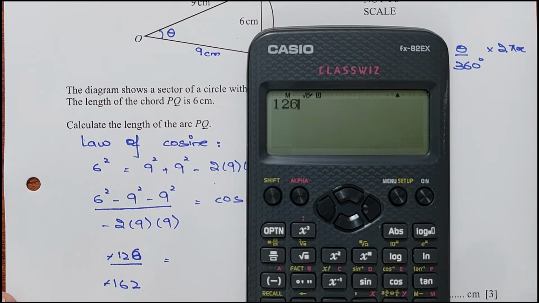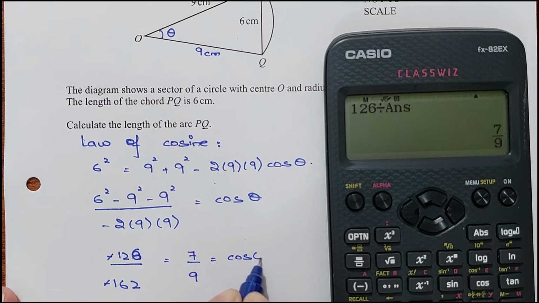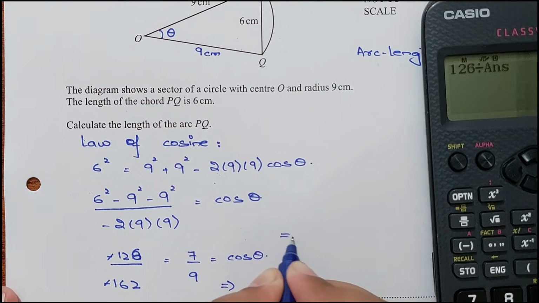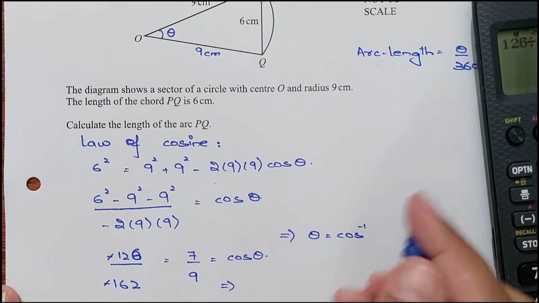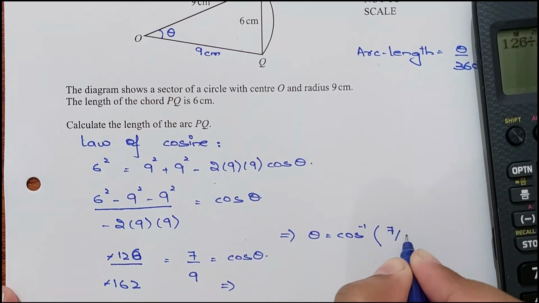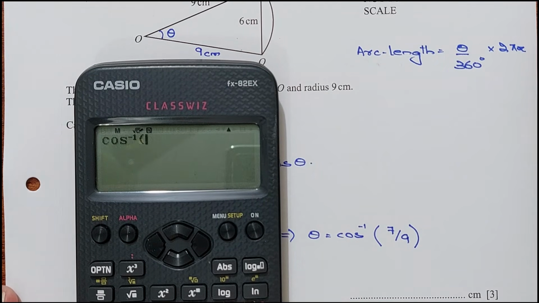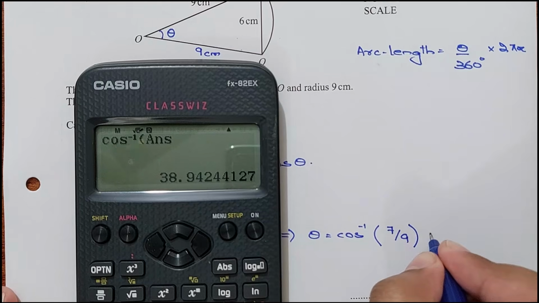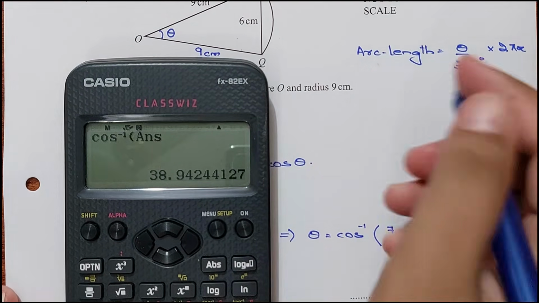So 126 divided by 162, the answer is 7/9. This is 7 by 9 and this equals cos theta. To solve for theta, we have to do cos inverse. Theta is cos inverse of 7 by 9. We are doing it in degrees. Yes. Cos inverse of the answer is 38.9 degrees. All right, so this is angle theta.